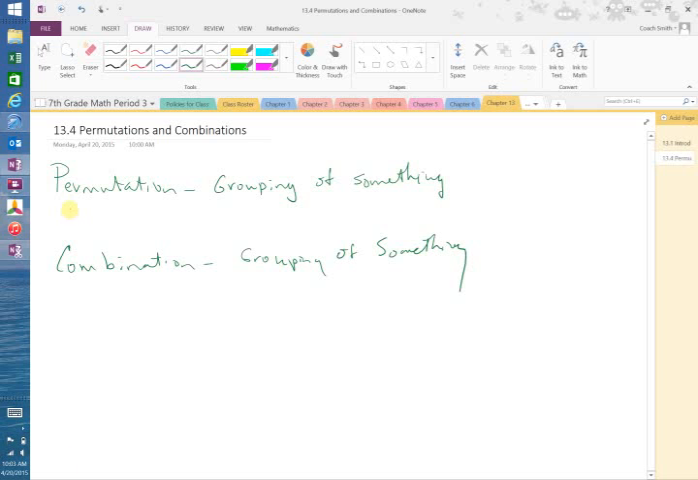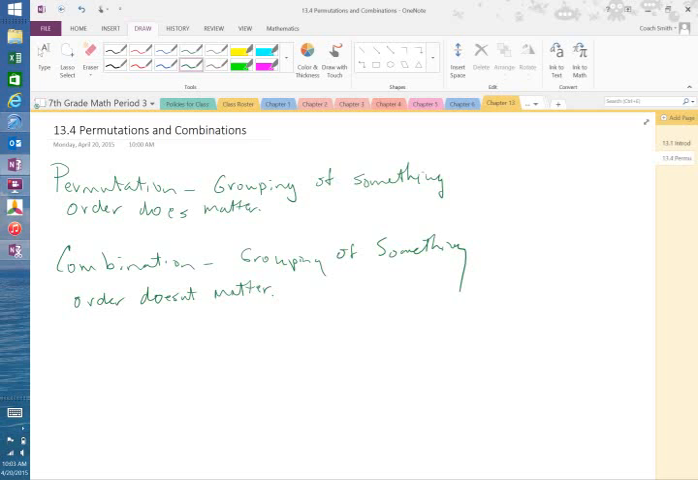A permutation, order does matter. In a combination, order doesn't matter. Okay? Let me give you an example of both of them. Okay? And I'll use school and subjects at school as my example.